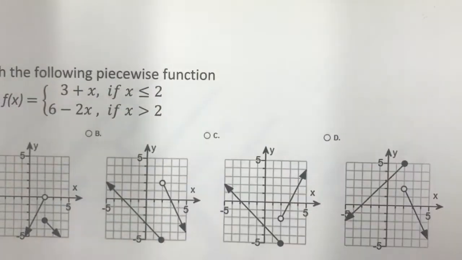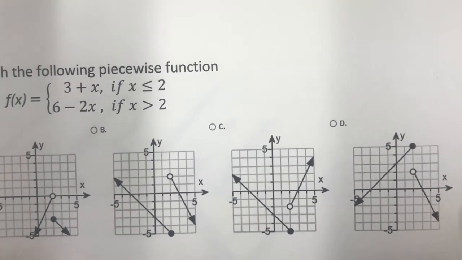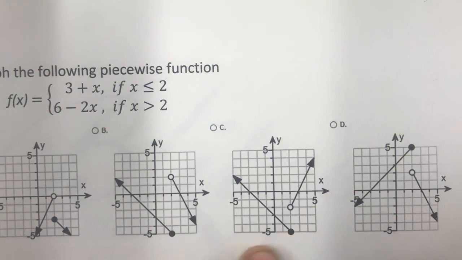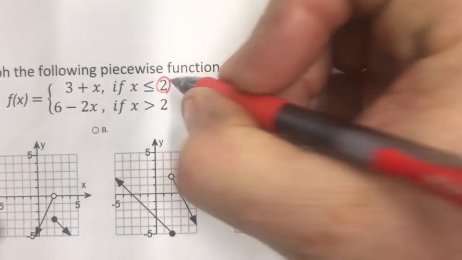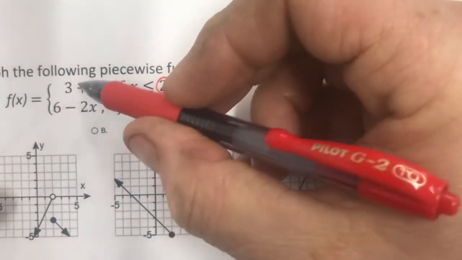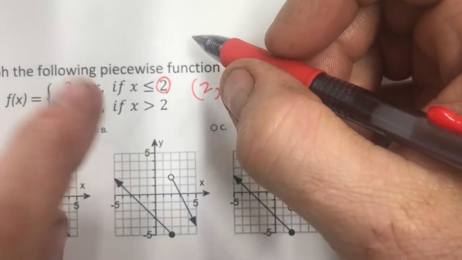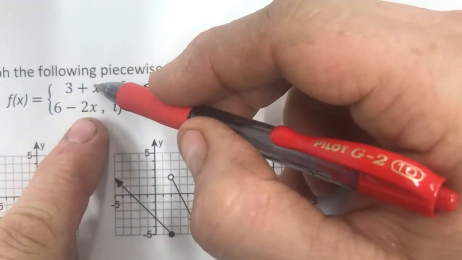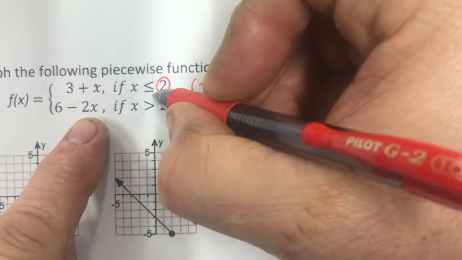Okay, here's another one. Here's my piecewise function. Which one of these graphs is the correct graph? So I'm going to look at 2 here. If I have 2 for x, what's the function value for this top piece? Well, if I put 2 right there, 3 plus 2 would be 5. So I have 2, 5, and then see the equal to line?